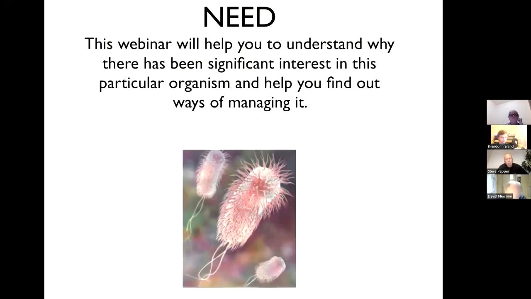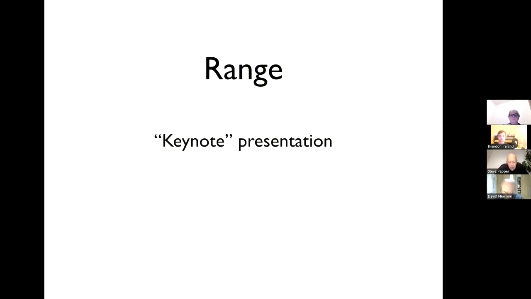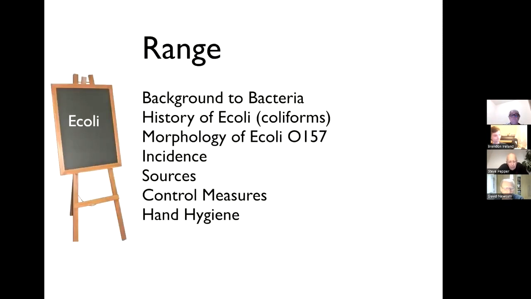This webinar will help you to understand why there's been a significant interest in this particular organism and help you find a way of managing it. The range we're using Keynote, not PowerPoint, but it's the same sort of thing. The range is a background to bacteria, the history of E. coli or coliforms, the morphology of E. coli O157, the actual incidence of it, the sources, control measures, and hand hygiene.